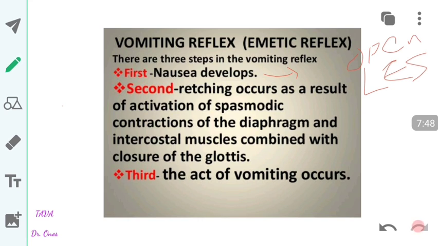Once it's opened, the next thing that happens is retching, occurring as a result of activation of spasmodic contractions of the diaphragm and intercostal muscles combined with closure of the glottis. So that's the next step that will happen. Then third, the vomiting now happens properly.